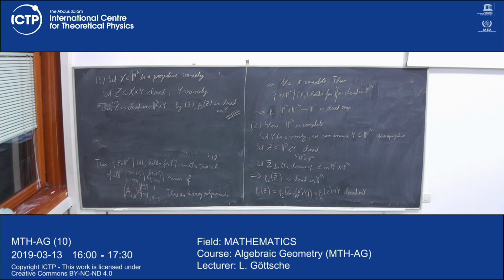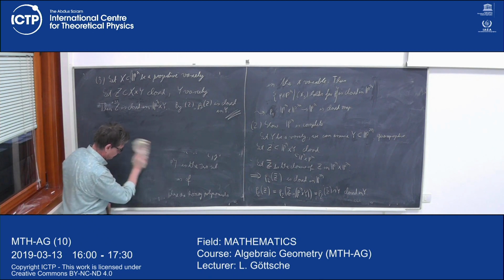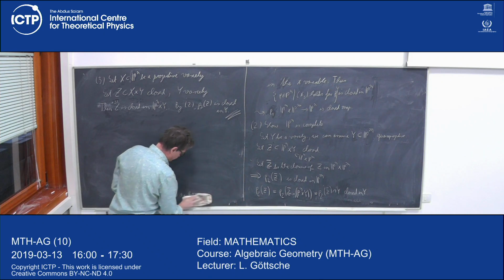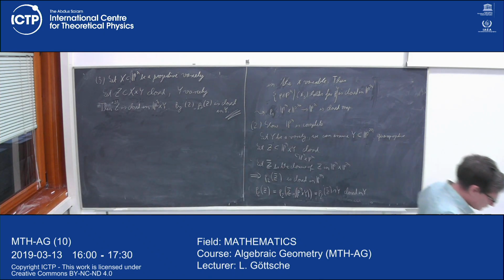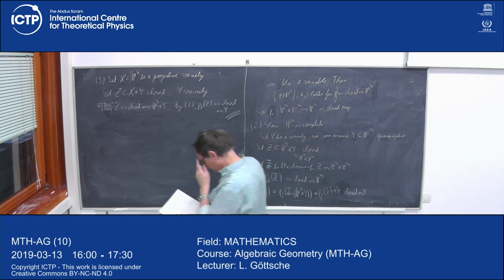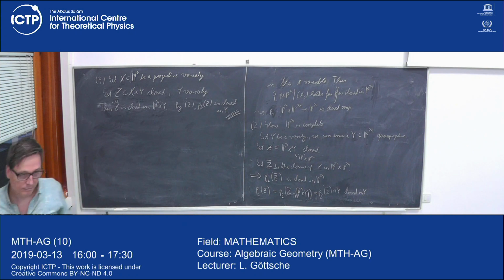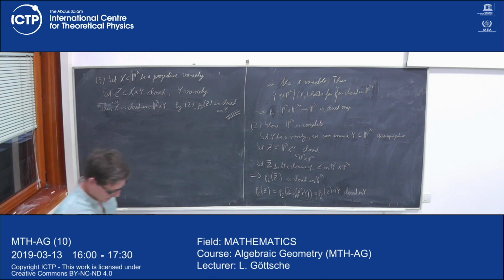So now we want to draw a few consequences of this. One of the consequences of completeness is that the image of a morphism starting from a projective variety is closed. And this should be clear to you. Why? Because the graph of a morphism is a closed subset, and the image of the map is the second projection of the graph. So let me do it.